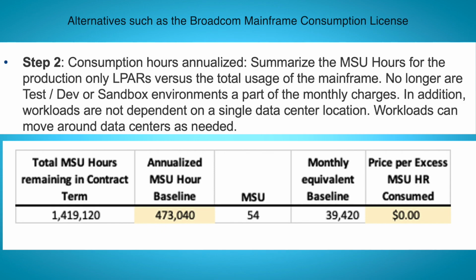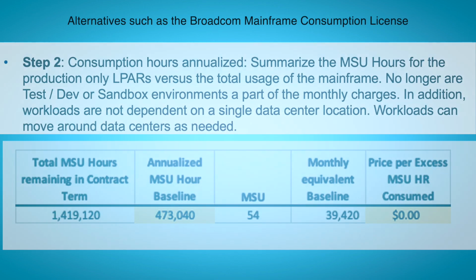In this example, we've taken 54 MSU as the baseline, converting it over to an annualized MSU hour, and then summarizing it over the total term of the contract. The key benefit to the customer is there's a price per excess MSU hour that is consumed, giving them the ability to better understand through acquisitions or through new workloads the cost of their mainframe workloads to the organization.